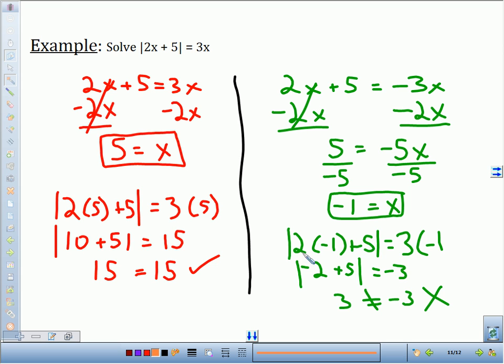On the other side, I had to plug negative 1 into the original equation. I have the absolute value of negative 2 plus 5 equals negative 3, which breaks down to 3 equals negative 3, which is not true. 3 does not equal negative 3, so the solution x equals negative 1 is extraneous. It doesn't work when we plug it into the original equation.